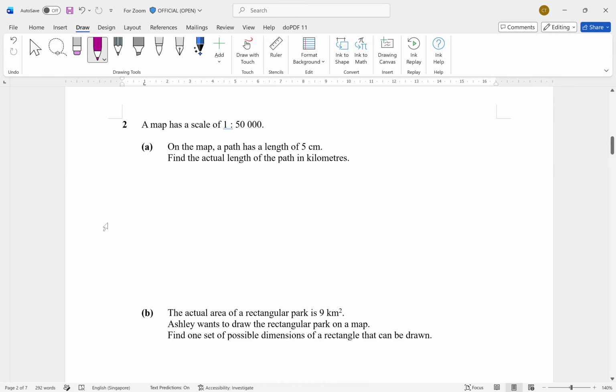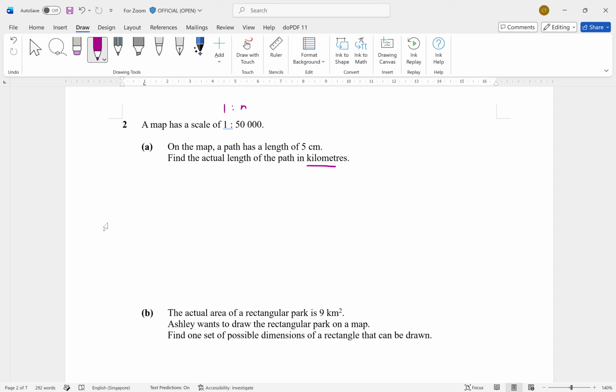In this second question, it is slightly different. Now they give us the map scale. Then they say that on the map, the path has a length of 5 cm. Find the actual length of the path in kilometers. So once again, you see kilometers. Now they give us the scale in the form of 1 is to n.